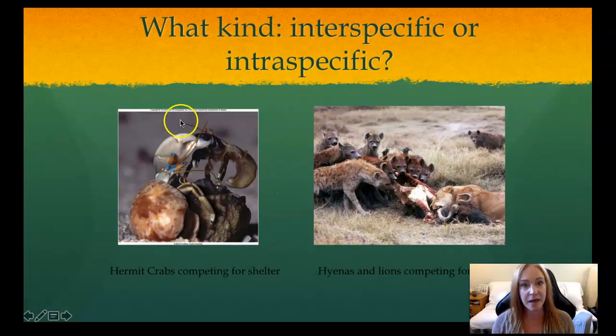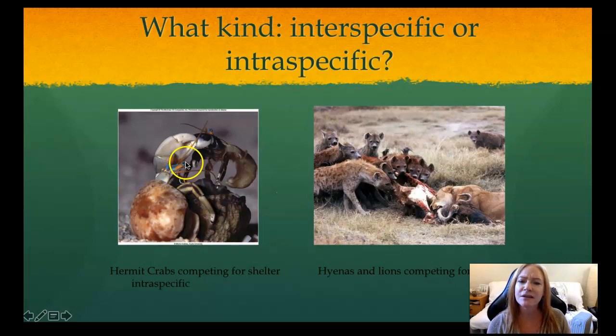So just quickly looking back at types of competition. Hermit crabs competing for shelter. These are two hermit crabs of the same species, so this is intraspecific competition.